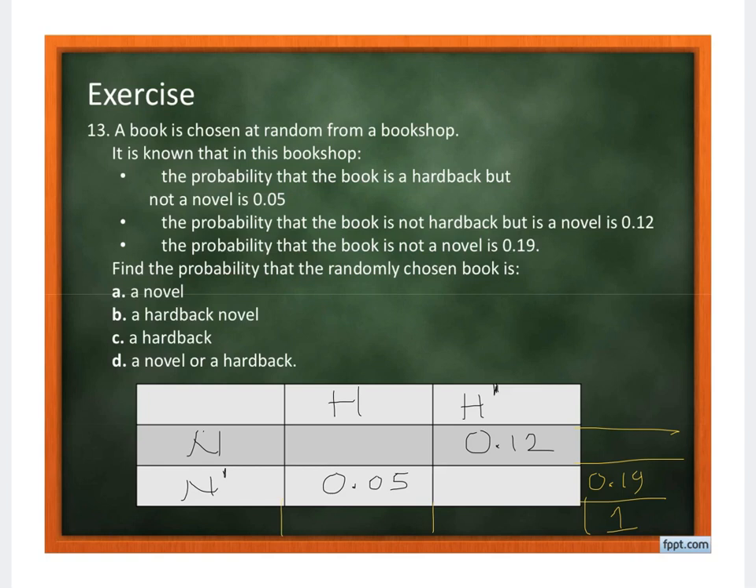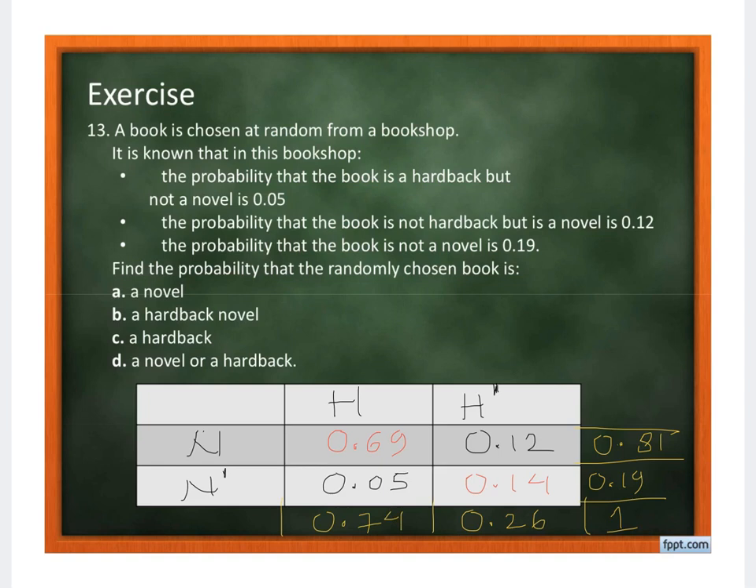And then I try to find another number. 0.19 minus 0.05 is 0.14. 0.12 plus 0.14 equals 0.26. 1 minus 0.19 is 0.81. 0.81 minus 0.12 is 0.69. 0.69 plus 0.05 is 0.74.